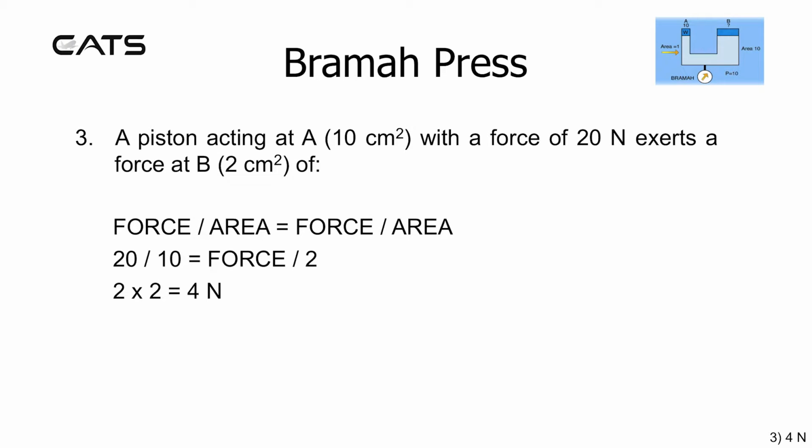A piston acting at A, 10 centimetres squared, with a force of 20 newtons exerts a force at B, 2 centimetres squared, of. Force over area equals force over area. 20 over 10 equals force over 2. 20 divided by 10 is 2, multiplied by the 2 is 4 newtons.